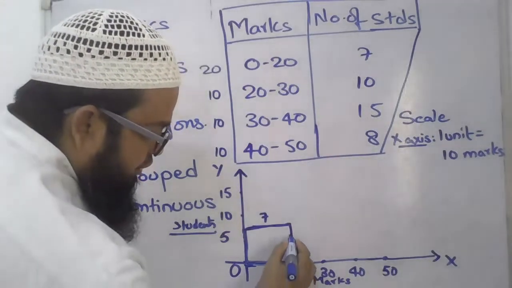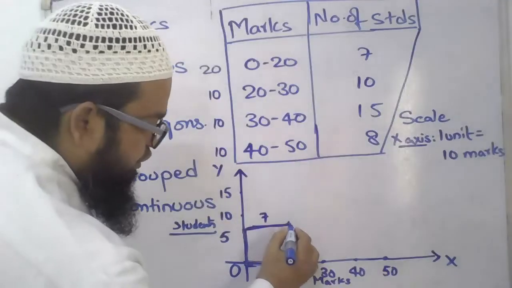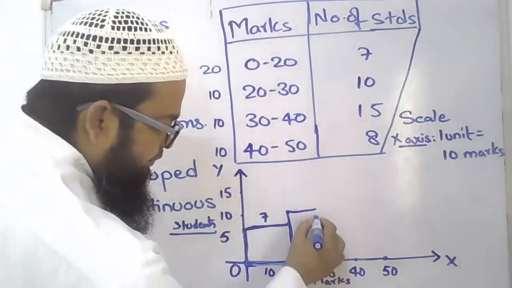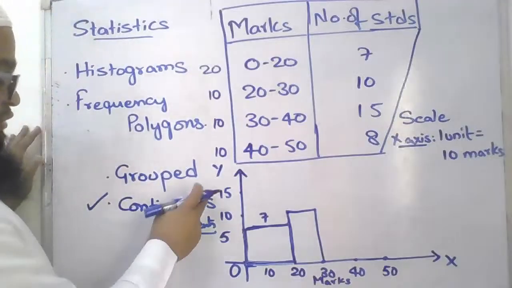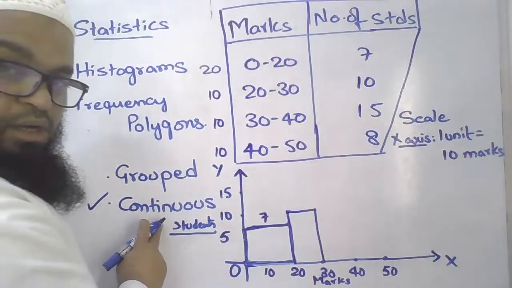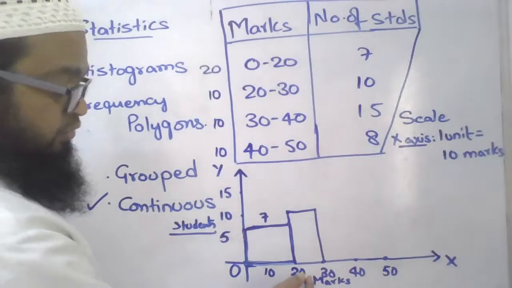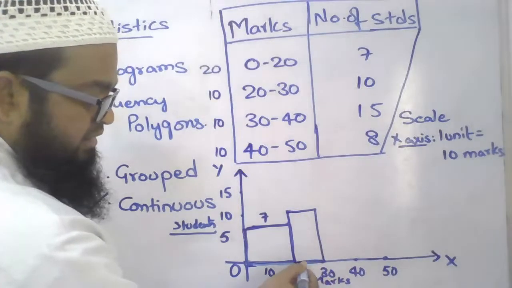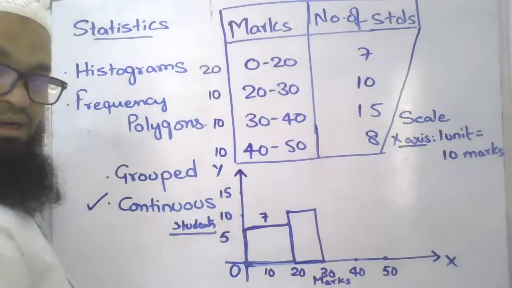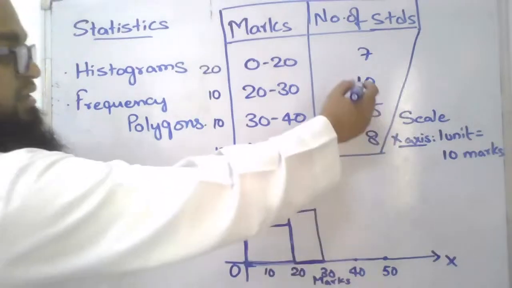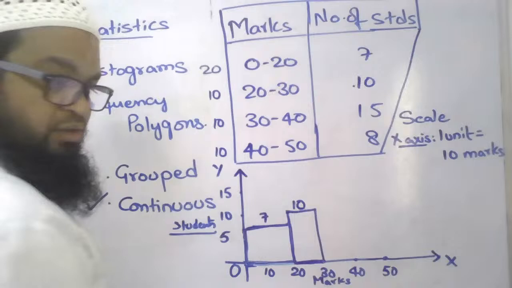Since it is continuous, you will get a histogram. That is the reason we have to check whether it is continuous or not. Okay, now 20 to 30. What is the size of the class? Only 10. So we will be taking only 10. Understood? 20 to 30. What is the frequency? 10 is the frequency.